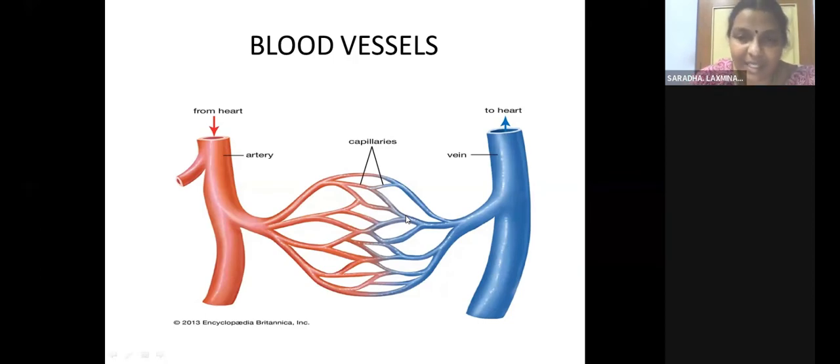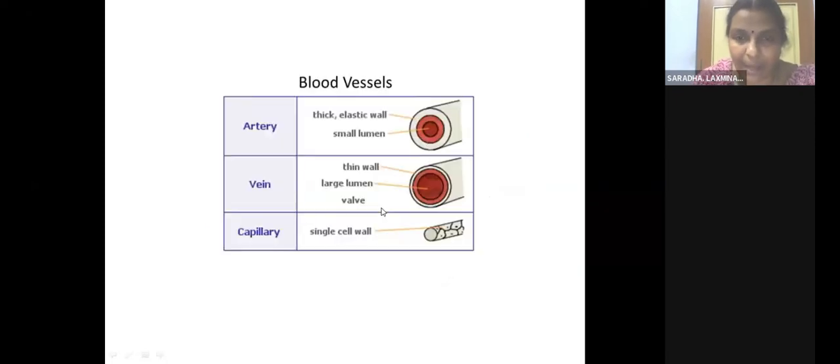That is again a very interesting question. This is about arteries, veins, and capillaries. Arteries are very thick. They have elastic walls and a small lumen, which is the cavity inside. Why should they have thick and very elastic walls? They have to withstand the pressure of the heart, because they carry blood from the heart. The heart is pumping the blood with some pressure, so they have to withstand it. So arteries have this structure.